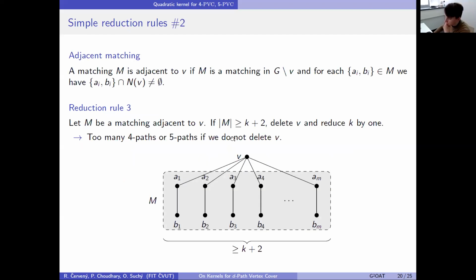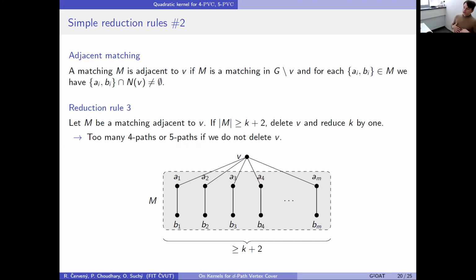Then we continue with another still simple reduction rule. And for that, we need to define something that's called an adjacent matching. It's just a matching such that there is an edge between some given vertex and some endpoint of the edge in the matching. Like we pick vertex V, and then we find some matching for that vertex V, such that for each edge in the matching, there is a path connecting the vertex V and one of the endpoints. Let's say that the endpoints are A1 through AN.